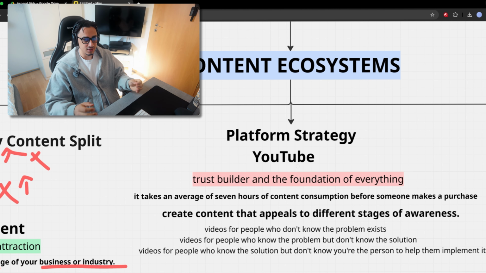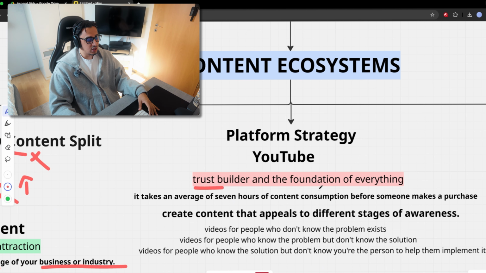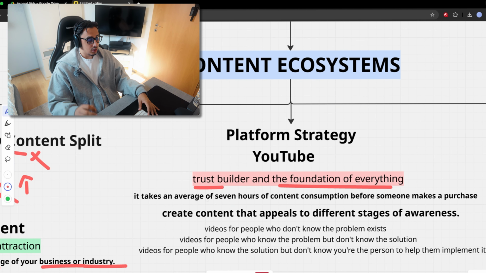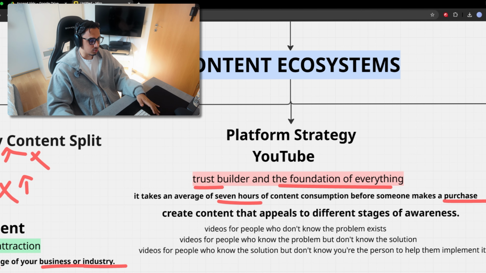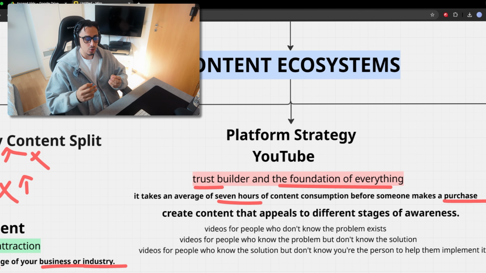But YouTube is different. On YouTube, they're actively looking for solutions. They don't just scroll and then see a video and watch it. No, they go on YouTube and search, for example, how can I make money, how can I lose fat, all that stuff. So YouTube is the trust builder and the foundation of everything. There's also a study that says it takes an average of 7 hours of content consumption before someone makes a purchase. So how do you want to get people to watch 7 hours of your content on Instagram? That just isn't possible. But also think about it. If someone watches 7 hours of your content, they feel like they know you personally.